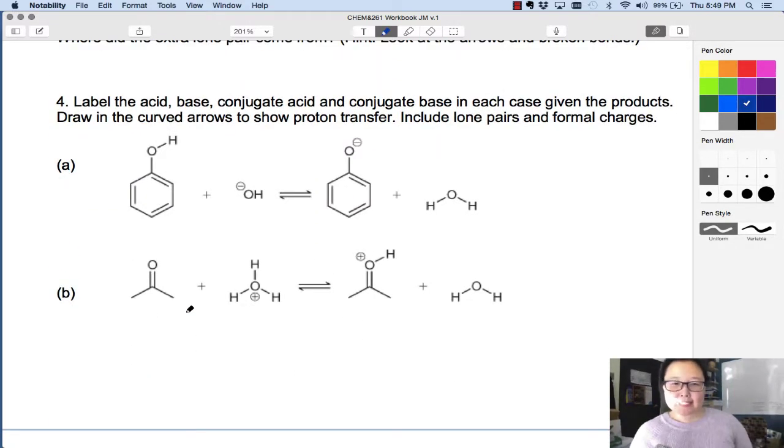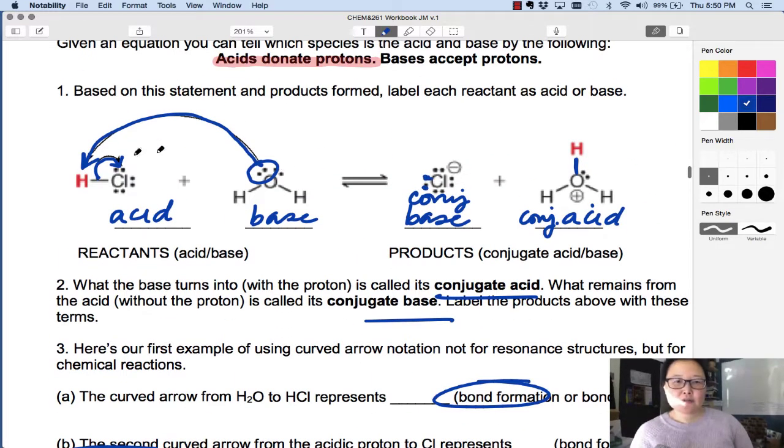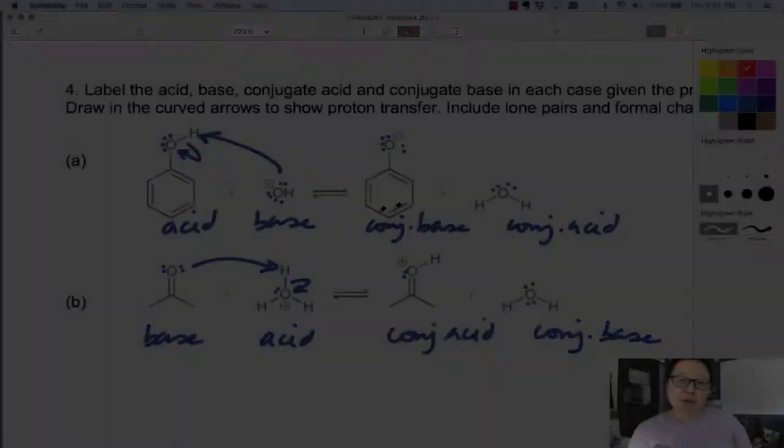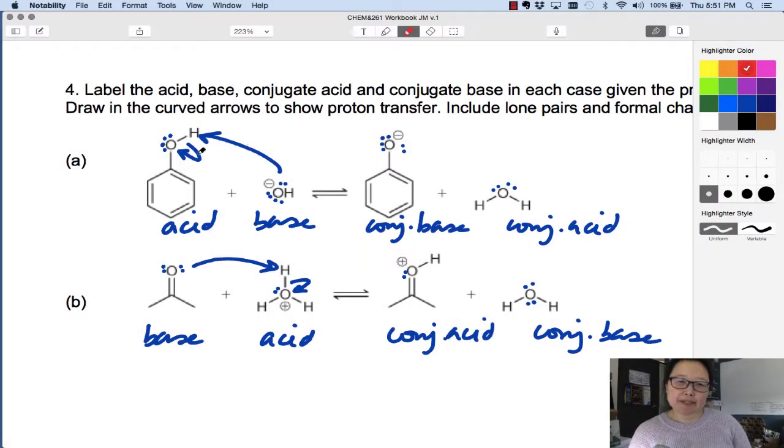For practice, let's look at these problems. I want you to draw the lone pairs, and I want you to determine, based on what products you see, who is the donor and who is the acceptor, meaning which is the acid, which is the base. Draw the curved arrows and show the formal charges. Label your conjugate acid and base as well. Go ahead and give that a try, and it should look sort of like this, where we had everything labeled and the arrows.